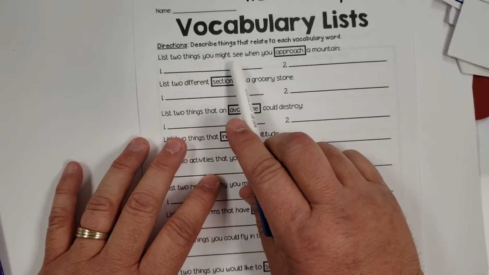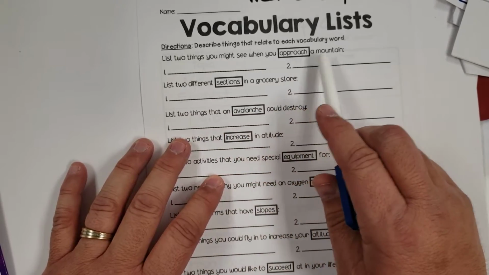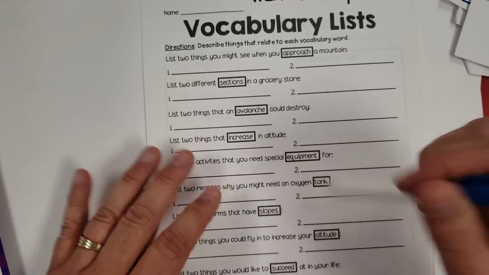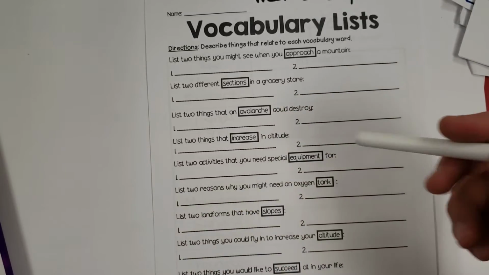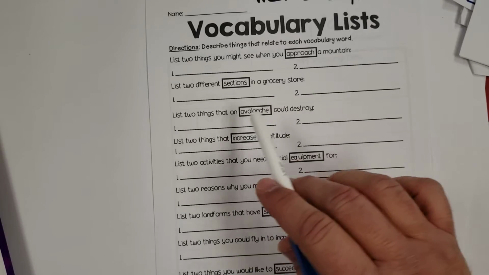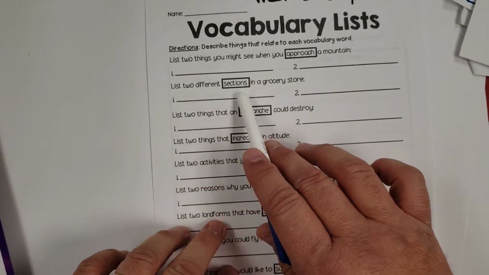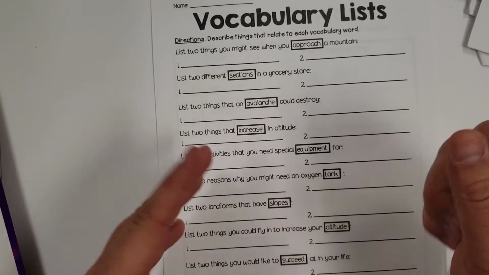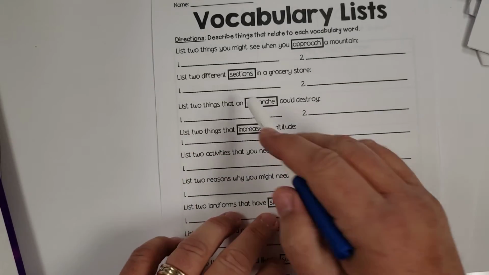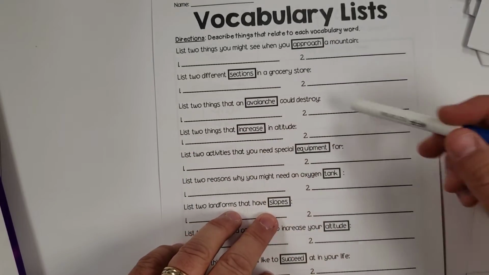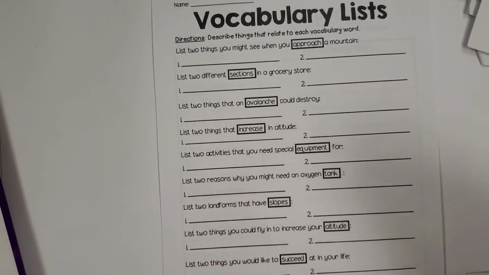List two things you might see when you approach a mountain. Remember what approach means? It means you're getting closer. So as you get closer to the mountain, what are some things that you might see? You're going to write those here. Next, list two different sections in a grocery store. Remember, a section is a part. When you go into the grocery store, what are two different areas you might find? Put whatever those two areas are for you. You'll go through each one of these like that.